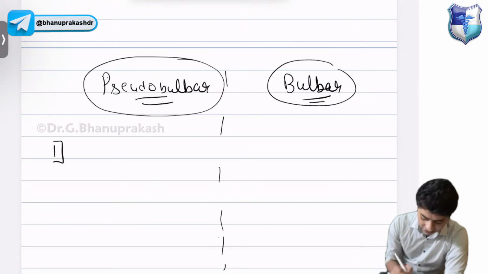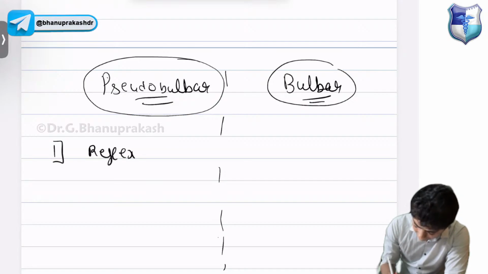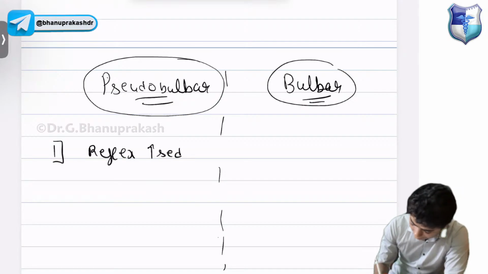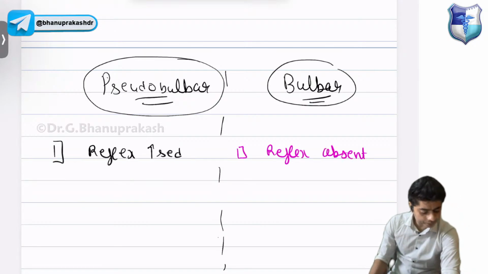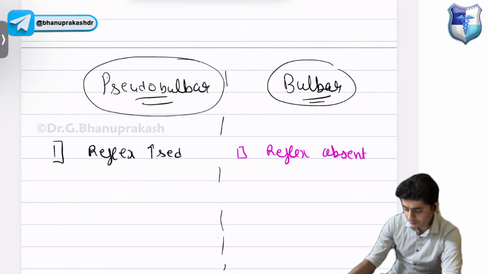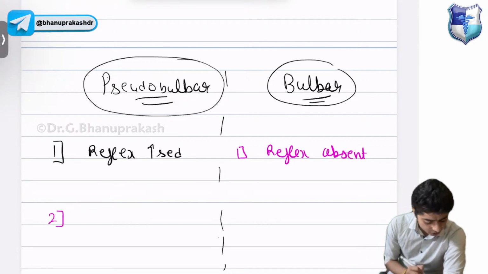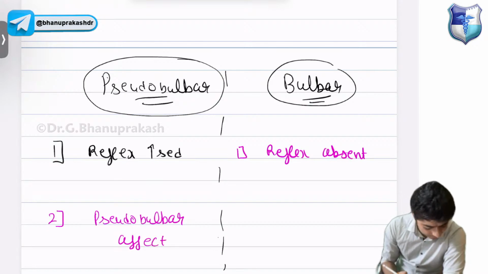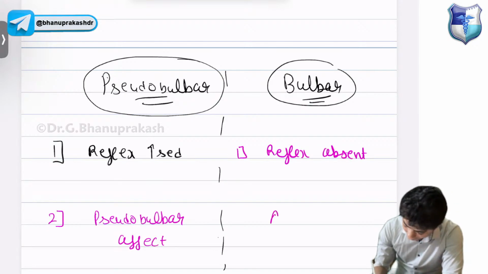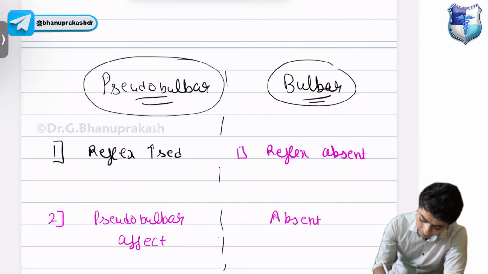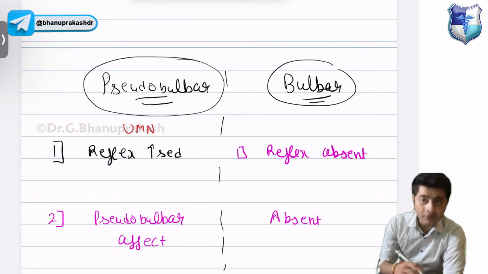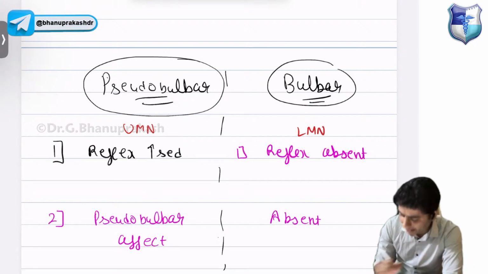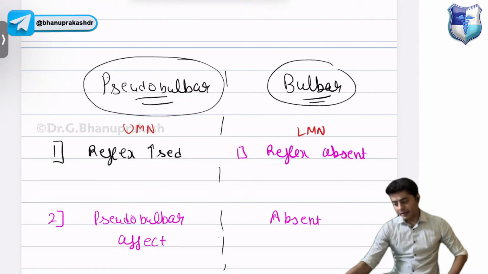So your first difference is that in pseudobulbar, reflexes will be increased, and in bulbar, reflexes will be absent. Okay, everyone? Done? Second, most important, there will be a pseudobulbar effect in pseudobulbar palsy, and here it will be absent. Yeah, pseudobulbar is UMN and bulbar is your LMN.